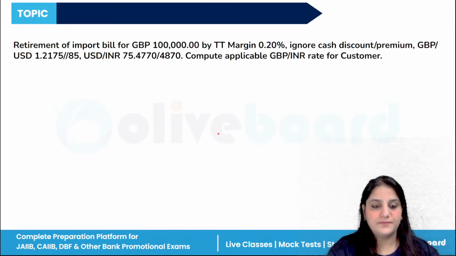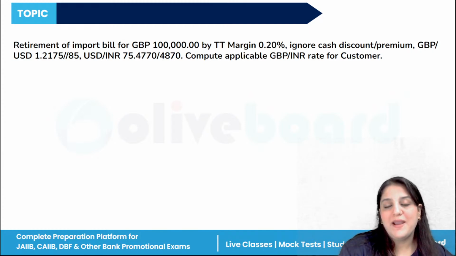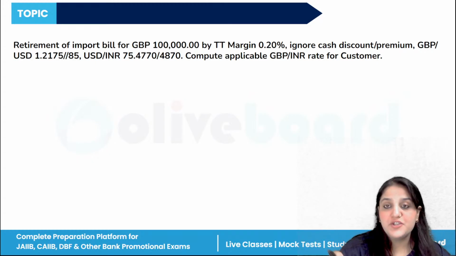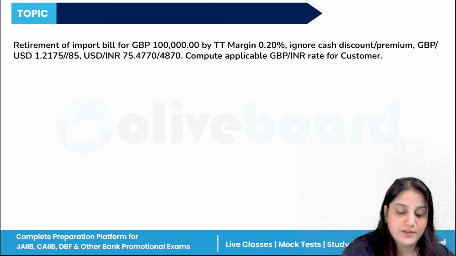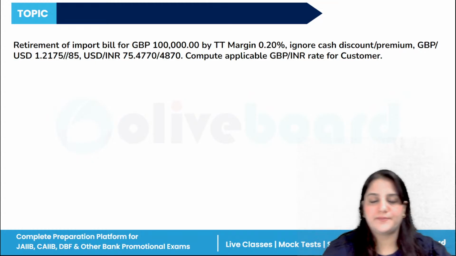Now next question. There is a retirement of import bill of British pound, margin is given, and they are saying that ignore any type of cash premium. British pound US dollar is given, US dollar INR is given. So we have to calculate the British pound INR rate for the customer. So here we have to find the cross rate mechanism.